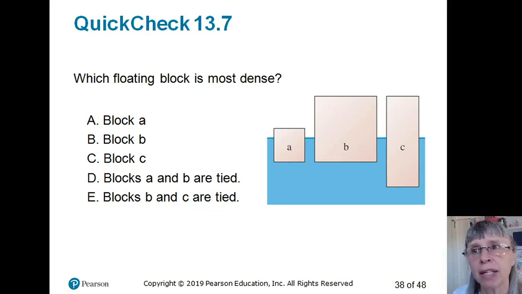So my next quick check for you is we have three blocks here. They're sitting in the water. And you can see that the amount that they're in the water and the amount above the water varies. So which one of these blocks is the most dense?